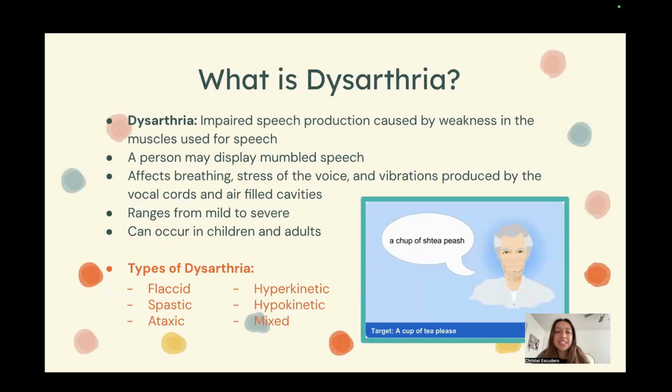So dysarthria is a type of motor speech disorder, and it is impaired speech production caused by weakness in the muscles used for speech. So a person may display mumbled speech, and dysarthria also affects breathing, the stress of voice, and vibrations produced by the vocal cords and air-filled cavities. And dysarthria can range from mild to severe and can occur in children and adults. So the types of dysarthria are flaccid, spastic, ataxic, hyperkinetic, hypokinetic, or mixed.